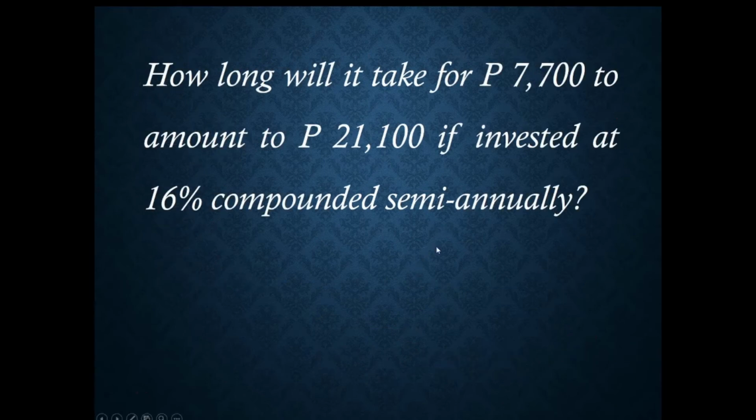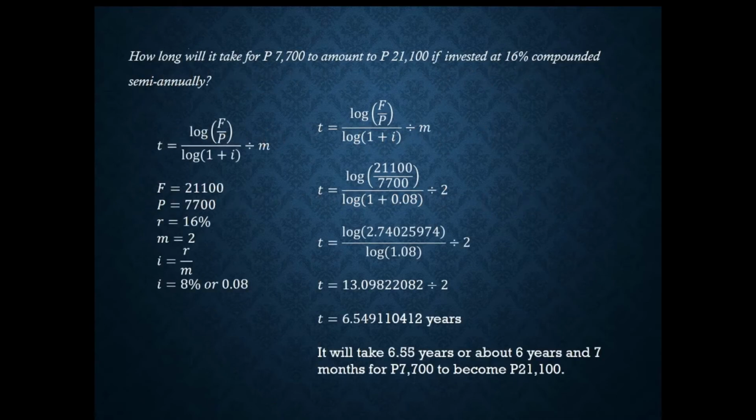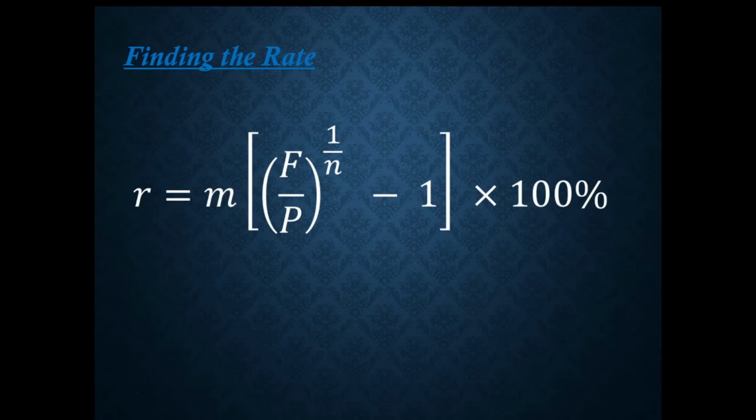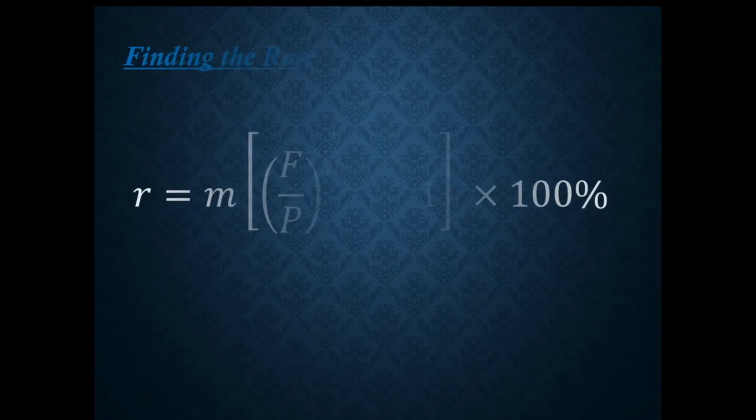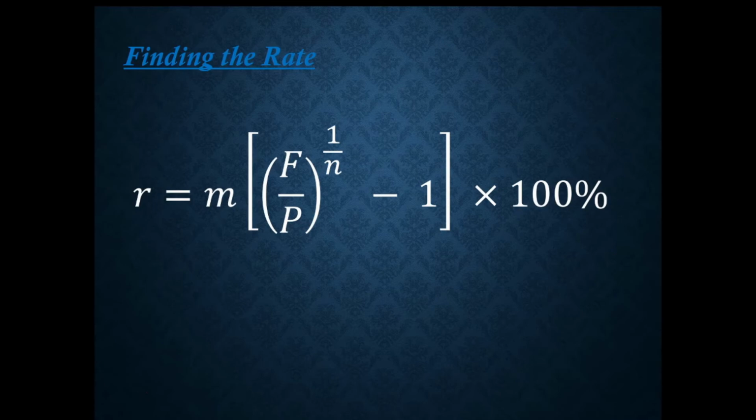Okay, so we have another word problem here. How long will it take for 7,700 pesos to amount to 21,100 pesos if invested at 6% compounded semi-annually? So I'll leave it up to you to check for this word problem. And let's try moving to our next value that we could identify when we are given a word problem involving compound interest, and that is finding the rate.